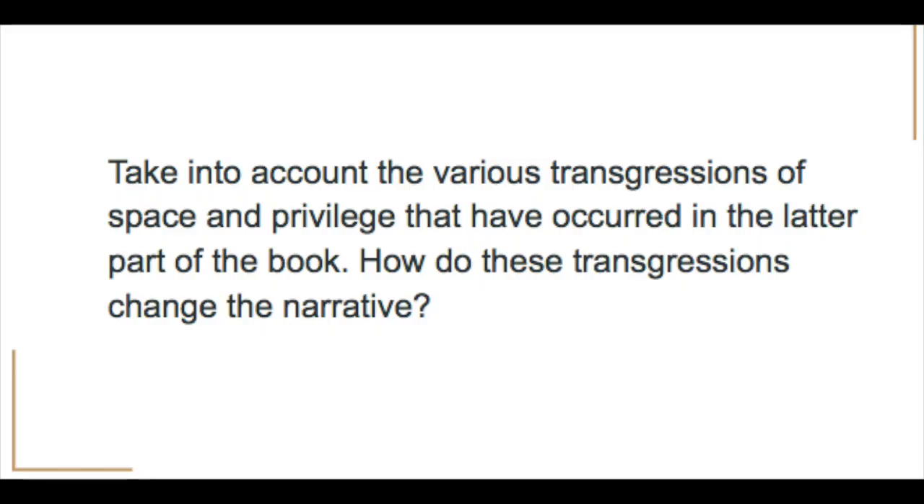The second prompt is a continuation of the prompt about personal space, and in this case, it's taking into account the transgressions of space and privilege in the book. So you could think about times where, say, Offred sneaks into the sitting room. It's a place that she's not supposed to be, right? Transgressing is like trespassing, going into a place where you shouldn't be. And this also takes place in the chapter on Jezebels, where Offred and the Commander are both in a place where they shouldn't be, in fact, a place that shouldn't exist at all. And think about how these transgressions shape or change the narrative.